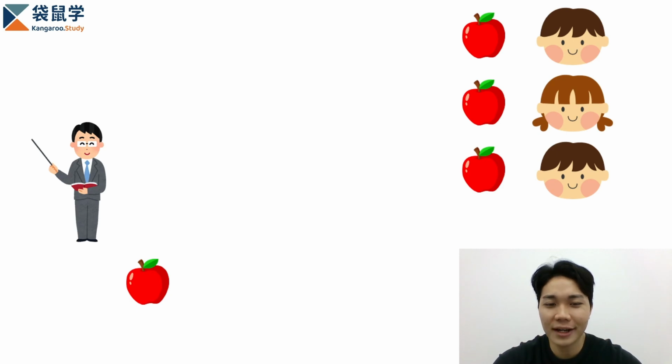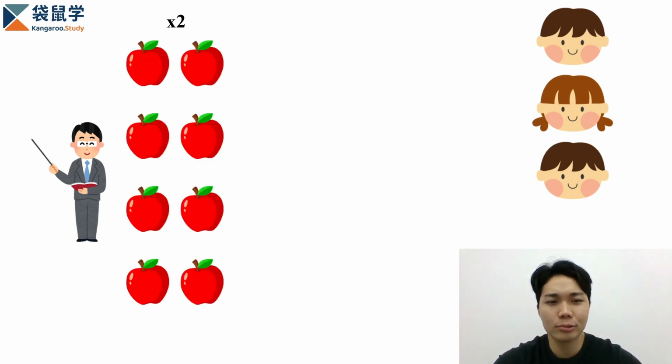And the calculation to find this is 4 divided by 3. We get 1, remainder 1. Okay, now I have double the apples, times 2. Right? Originally I have 4, now I have 8. If I give them away, what happens? Let's see.